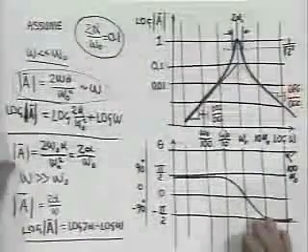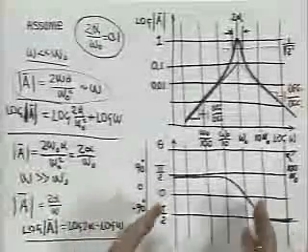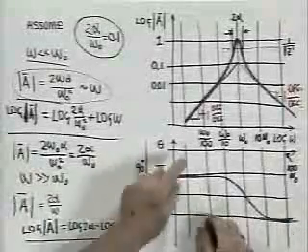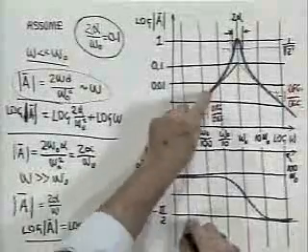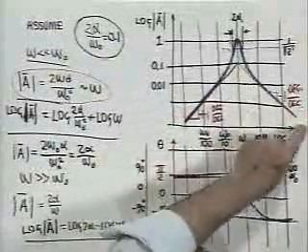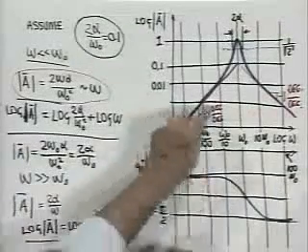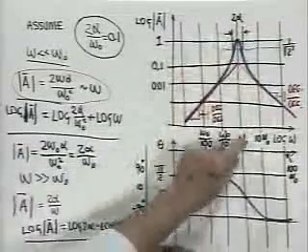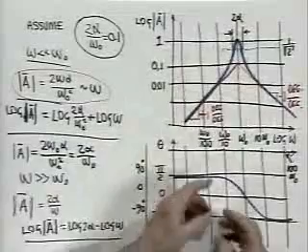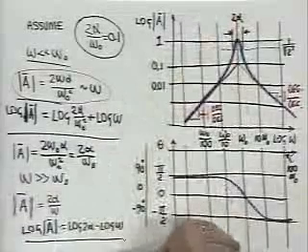For this function, the resonant one, this is a bandpass filter, if you will. It does not pass low frequencies very well. It attenuates them. It does not pass high frequencies very well, and it has a resonant peak at a frequency omega naught with a half power bandwidth of 2 alpha.